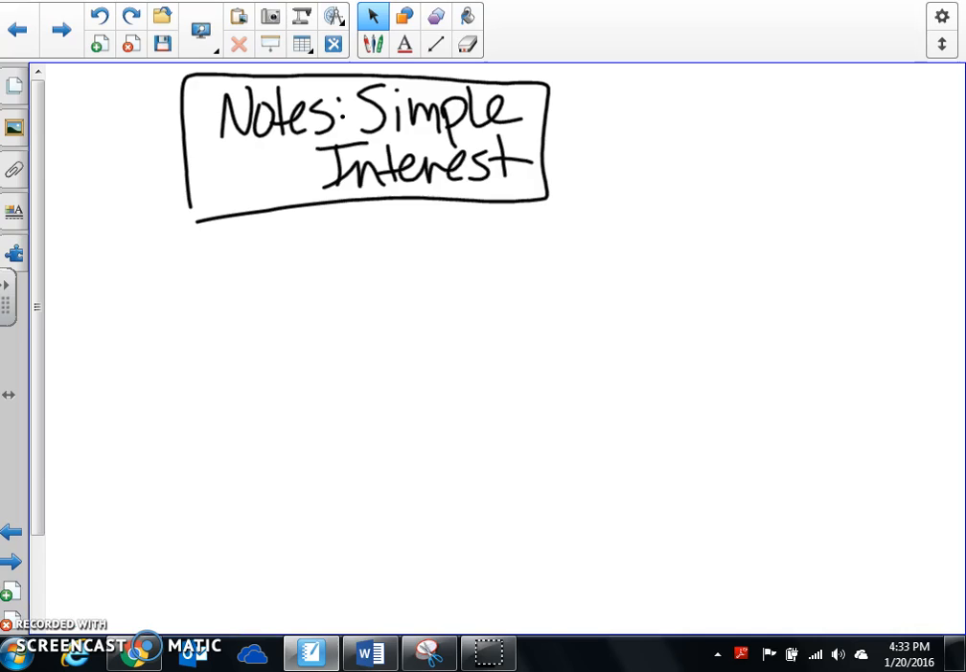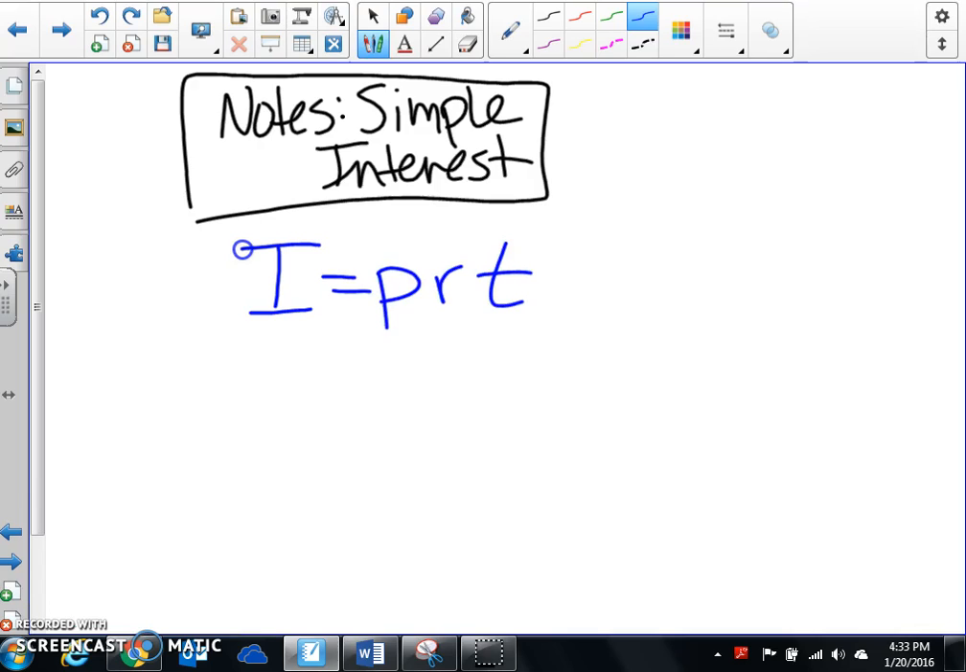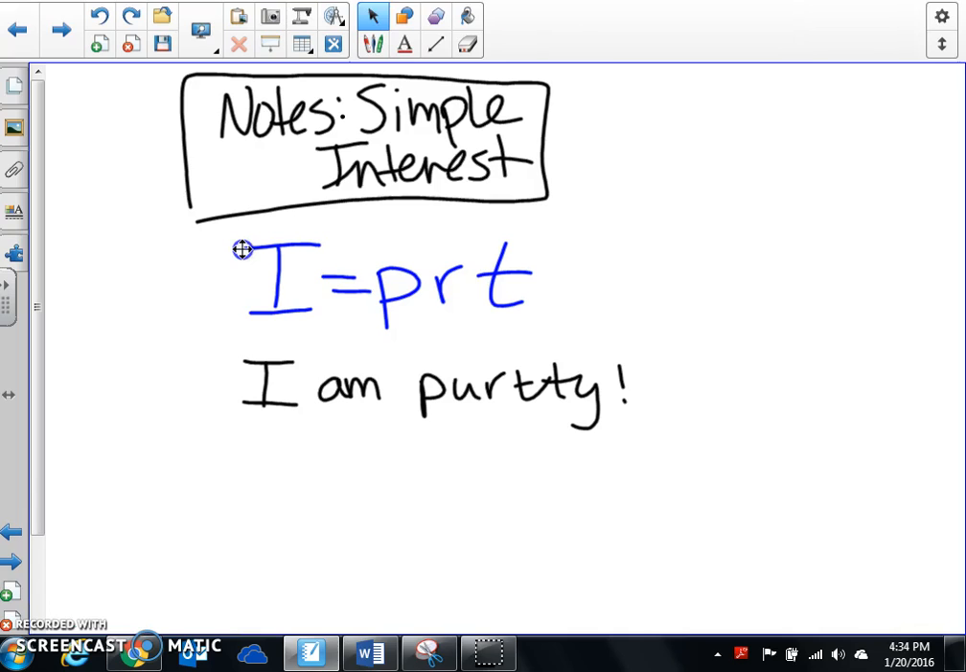In general, the formula is I equals PRT. And the way I remember this is, the translating word for equals is "is." So I remember it by saying I is, or I am, pretty. Right? So I equals PRT. I am pretty. Okay? Every time.